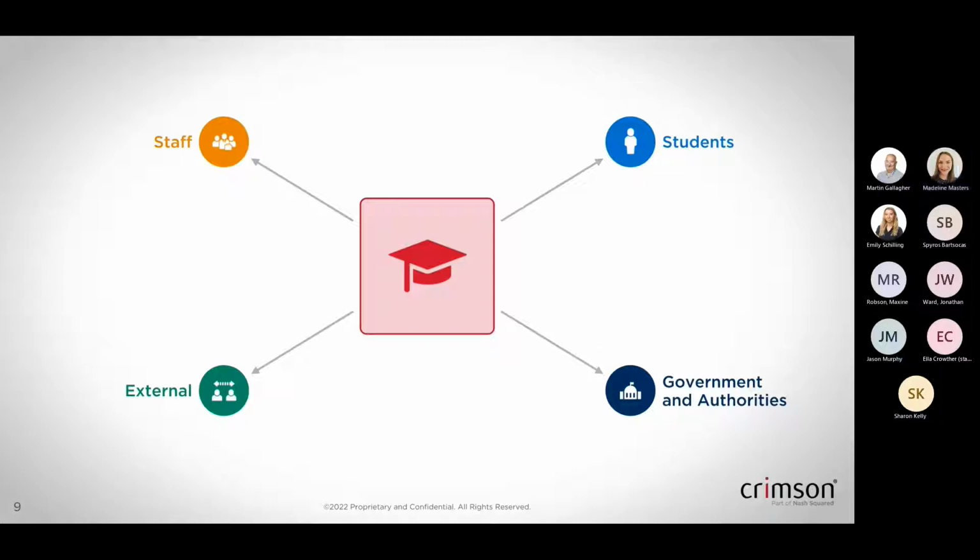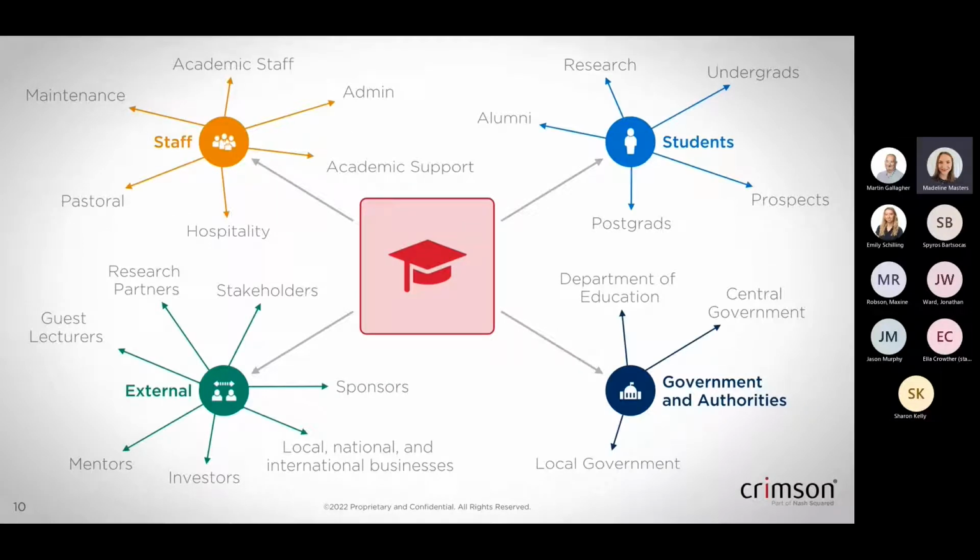So I don't think we've had anything put in the chat, but when we looked at what that would look like with each of these subgroups, you've got your staff: academic, admin, hospitality, pastoral, then your students: research, undergrads, prospects, all of which have very different engagement. But then if we look at the external stakeholders, your sponsors, mentors, and even into your local government, what are the relationships that you need to manage across each of those?